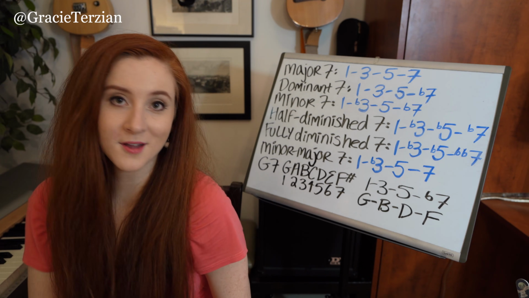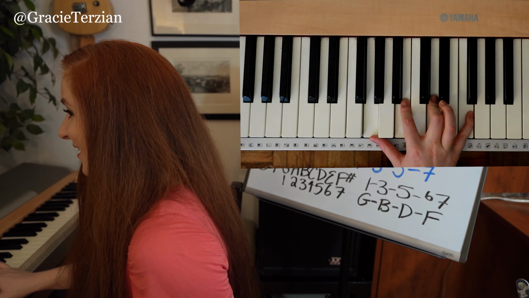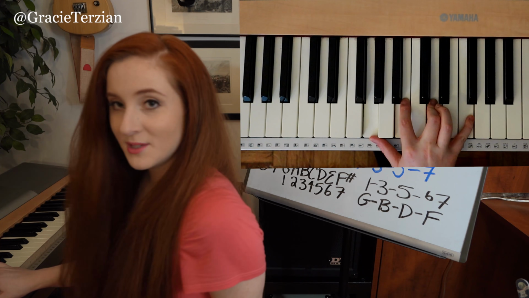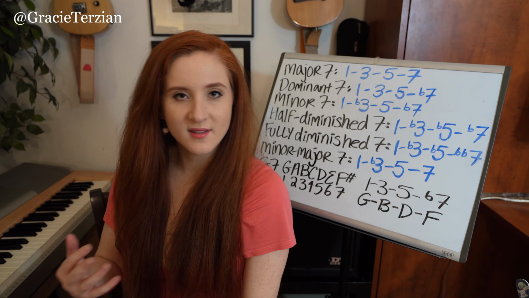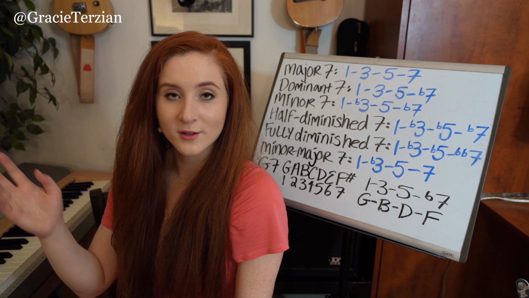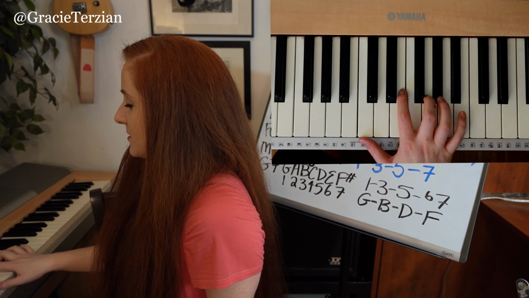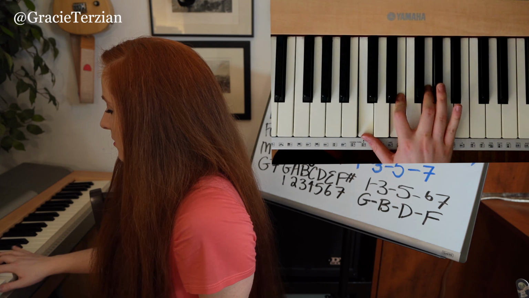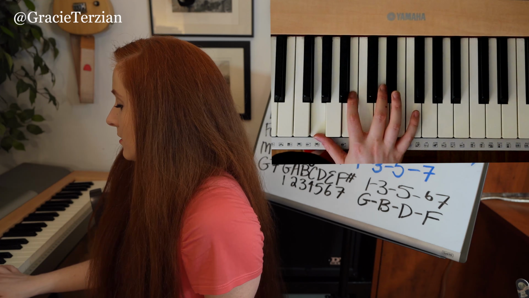Let's listen to what that sounds like. G, B, D, F, dominant 7. And you might be able to hear that the dominant 7 chord has a sound to it, just the same way a major 7 chord has a sound. For instance, this was our C dominant 7 chord, dominant 7. Then here's our G dominant 7 chord.